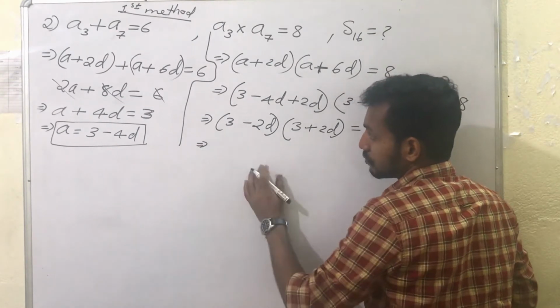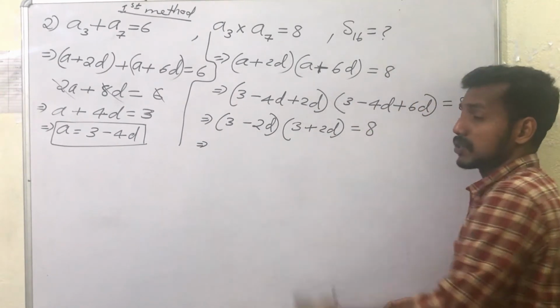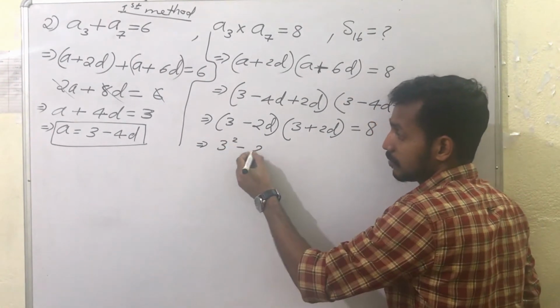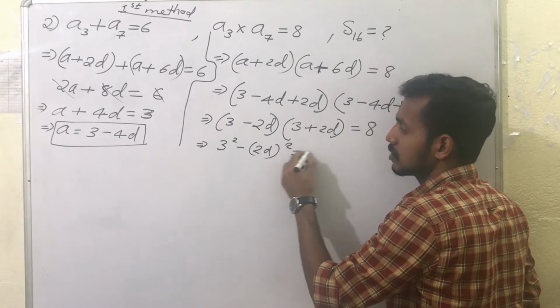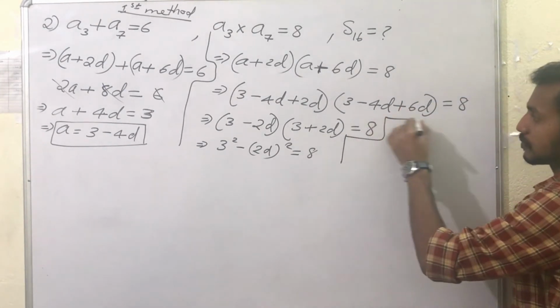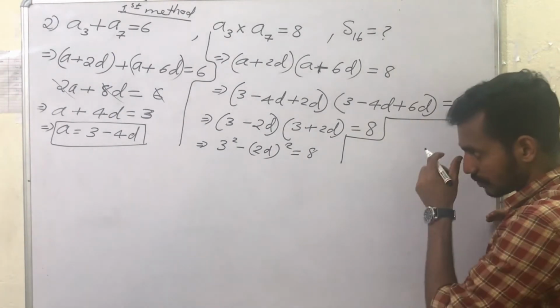That implies here it is (A minus B) into (A plus B). So we can use the identity A squared minus B squared is equal to 8. Again simplify. What do we get?